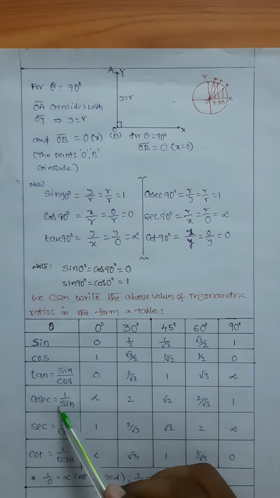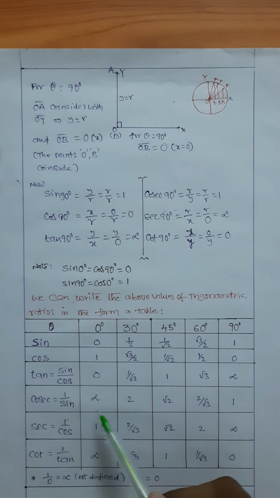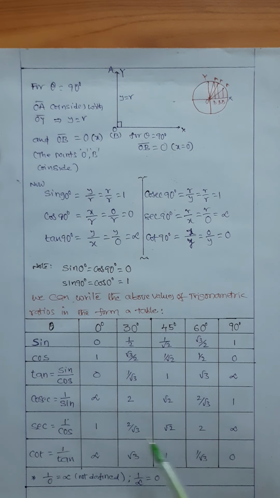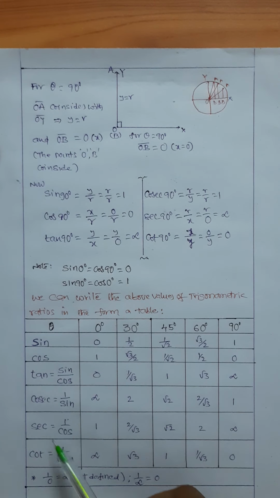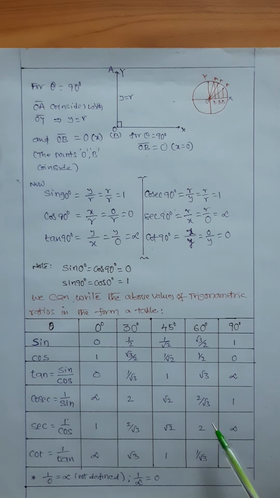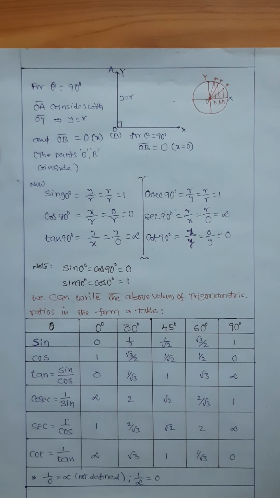Like that, cosecant is the reciprocal of sine. You can obtain the values of cosecant by taking the reciprocals of sine. Secant is the reciprocal of cos. Cot is the reciprocal of tan. So you can remember these values in this tabular form very easily. Remember, 1 by 0 is not defined, infinity, whereas 1 by infinity is equal to 0. Infinity is a very huge quantity. When 1 is divided by a huge quantity, it is nearly equal to 0.